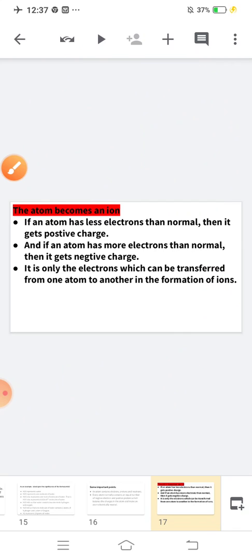So it is only the electron which can be transferred from one atom to another in the formation of an ion. If you want to form an ion, you can't transfer electron, proton and neutron all. You can only transfer the electron. Is this clear? You can't transfer proton, you can't transfer neutron. The only thing you can transfer is your electron. Is this clear?